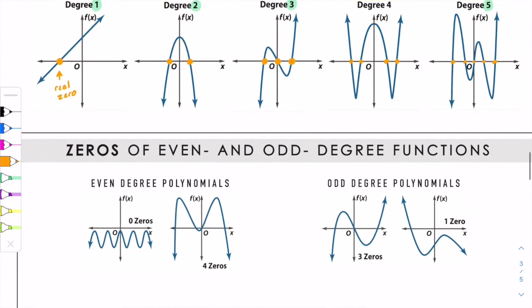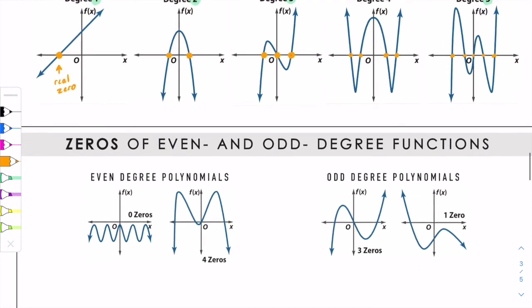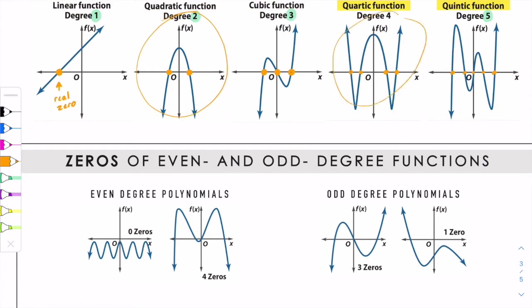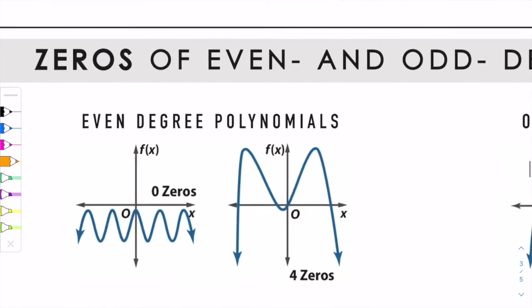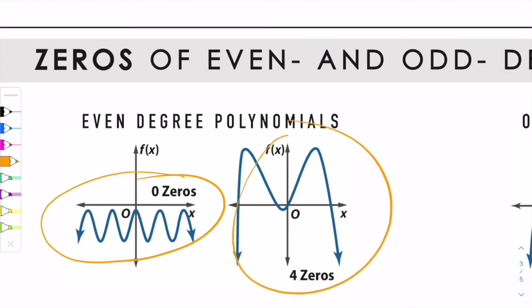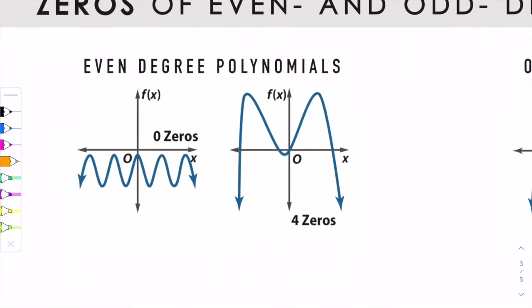So if we were to have a class discussion about what we just observed in those 5 graphs, I'm hoping that you recognize that any even degree function, which my examples above are a degree of 2 and a degree of 4, don't ever have to cross the x-axis, which could give you 0 zeros, or they could cross a maximum of whatever the degree is. So the rule tells you that if you have an even degree function, the minimum number of zeros is 0.